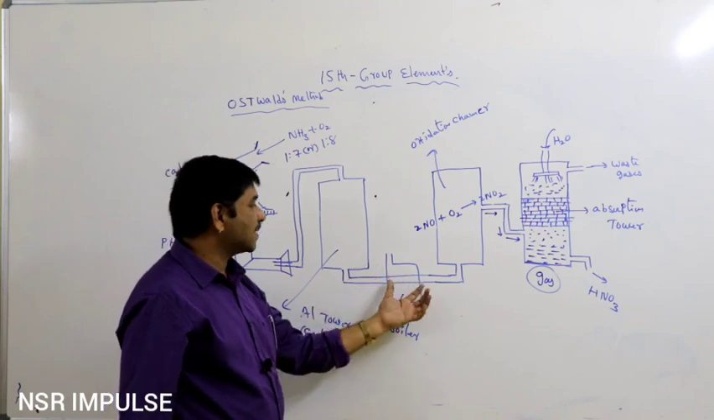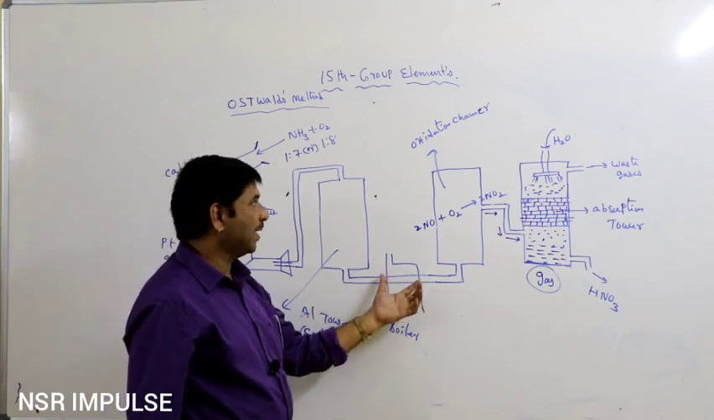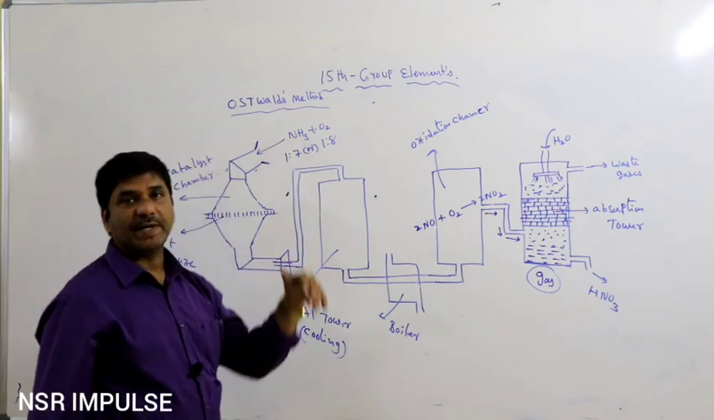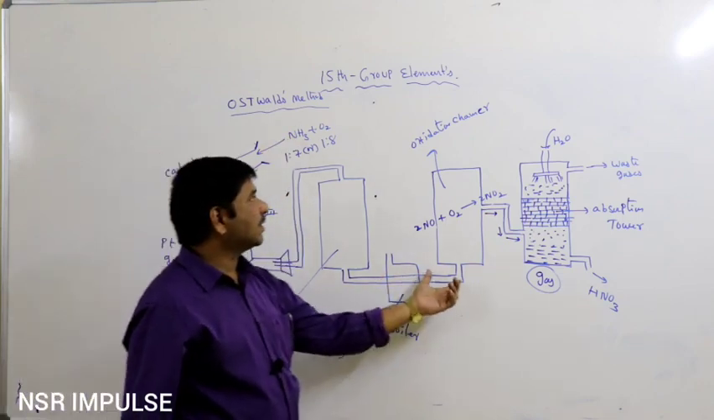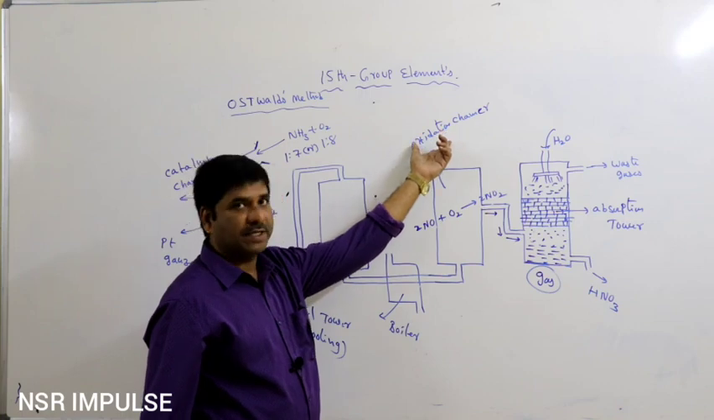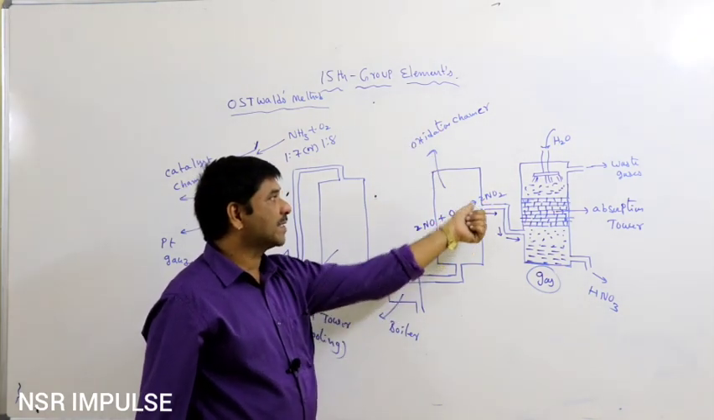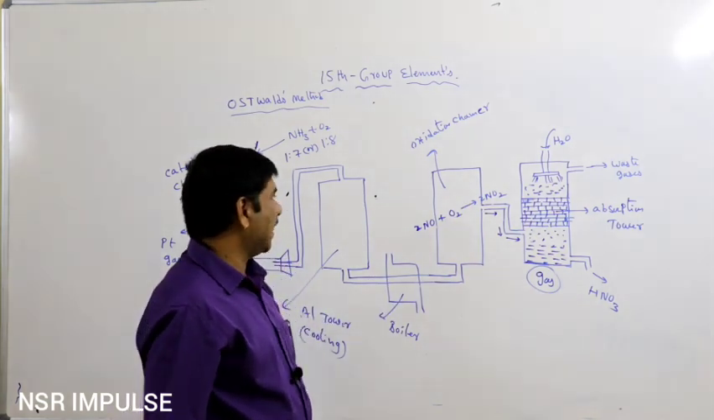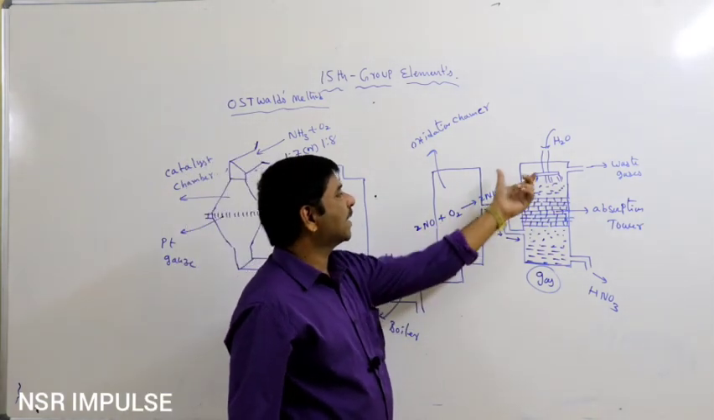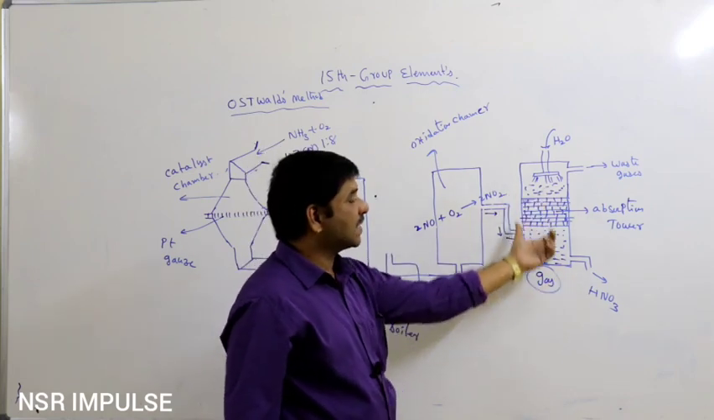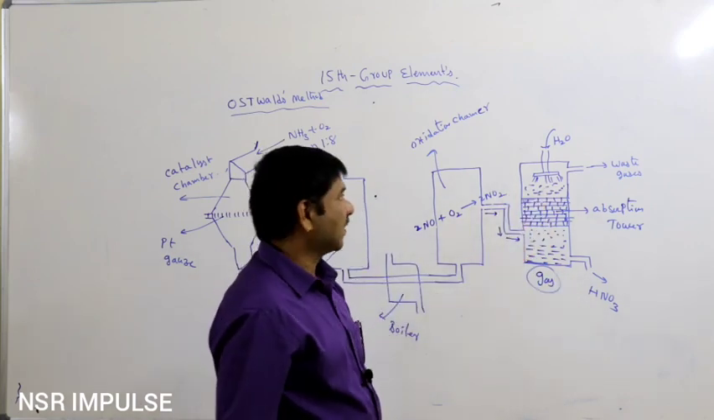Then this is passed into the boiler. When it is passed into the boiler, it can form nitric oxide. That nitric oxide passes into the oxidation chamber. It can form nitrogen dioxide: nitric oxide with oxygen gives nitrogen dioxide. This nitrogen dioxide passes into these containers. What is this container? Absorption tower container.